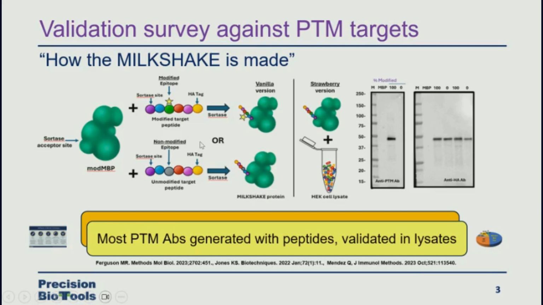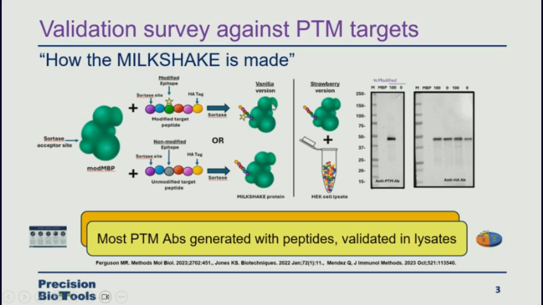So again, it's a peptidoligase. And what we do in milkshake to validate antibodies against post-translationally modified targets is we make 2 peptides, one with the target on it, the modification, and the second is unmodified. Now, most PTM antibodies are generated with peptides, and so we don't really have to worry too much about conformational ambiguities. And there are 2 versions of milkshake that we use.